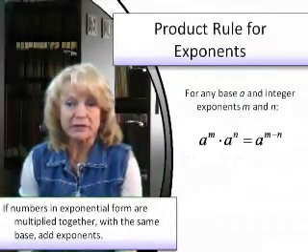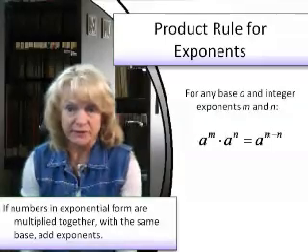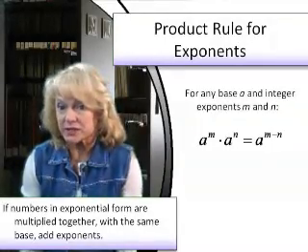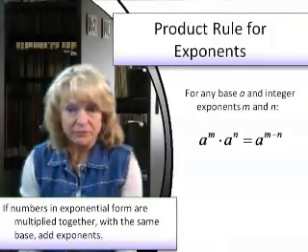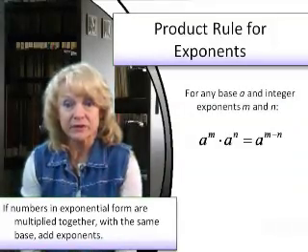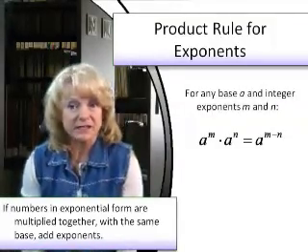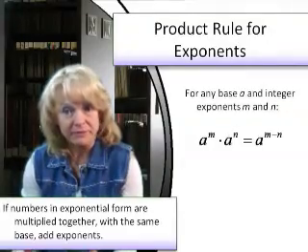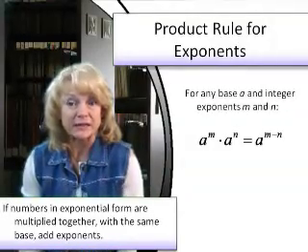Here's our first rule of exponents. It's called the product rule. To be able to use it, the numbers in exponential form must have the same base and must be multiplied together. If this is the case, the exponents are combined by adding them and then placing over that common base.